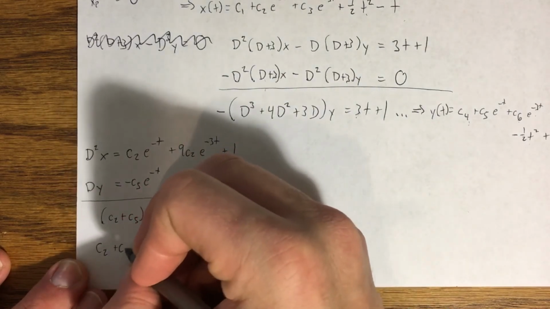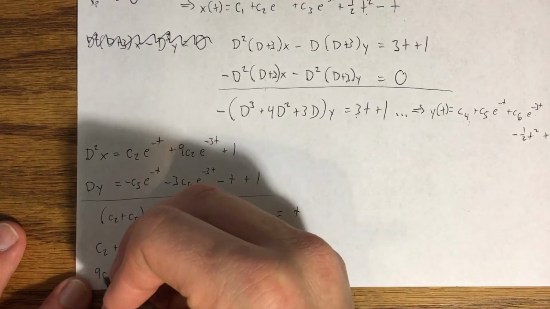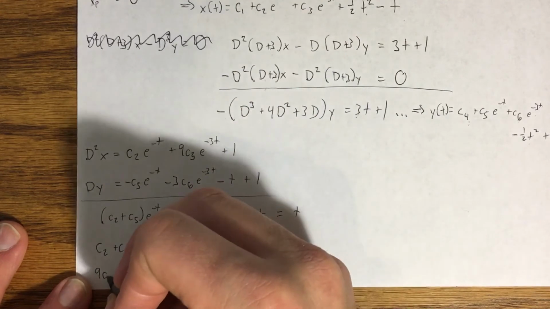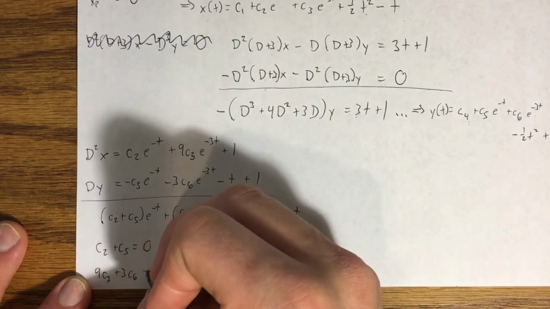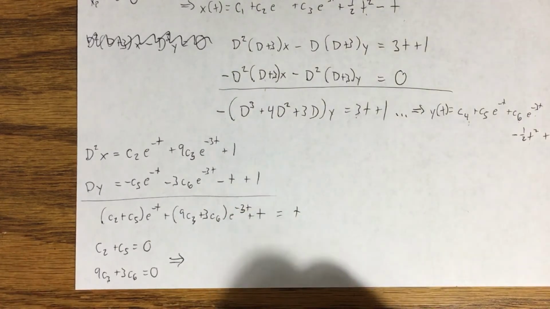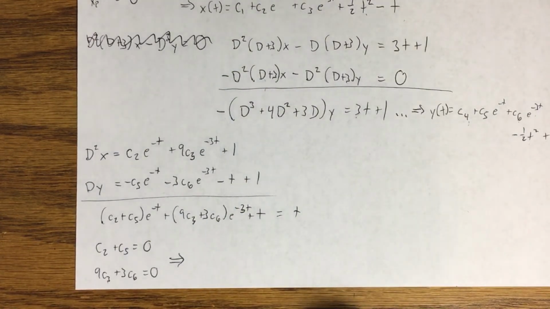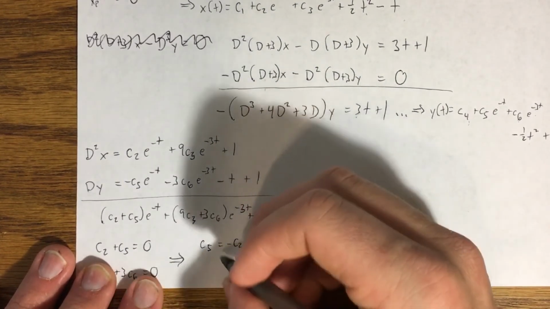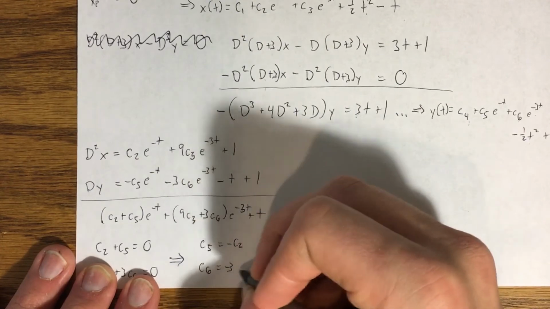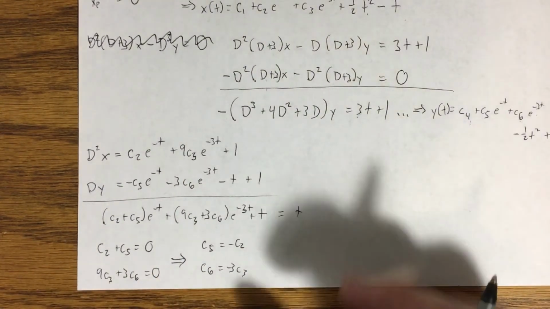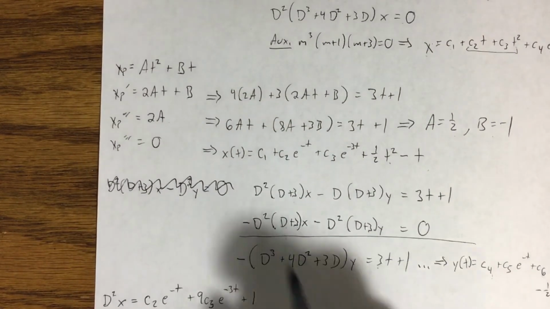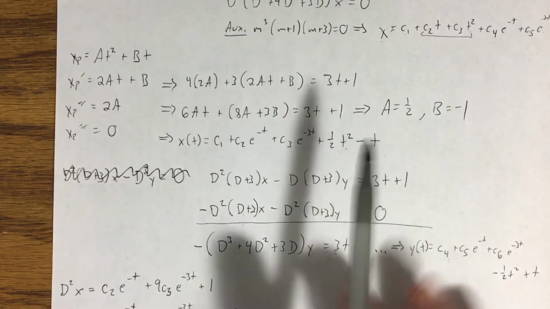So I have c2 plus c5 equals 0. I have 9c3, sorry, that should be c3 right there, 9c3 plus 3c6 equals 0. And solving for these to create some substitutions that I can use later, I'm going to get c5 equals negative c2, and c6 equals negative 3c3. So I'll be able to use those. I have one other concern, though, and that's the constants. If you notice, both x of t and y of t have these constants, a c4 and a c1.